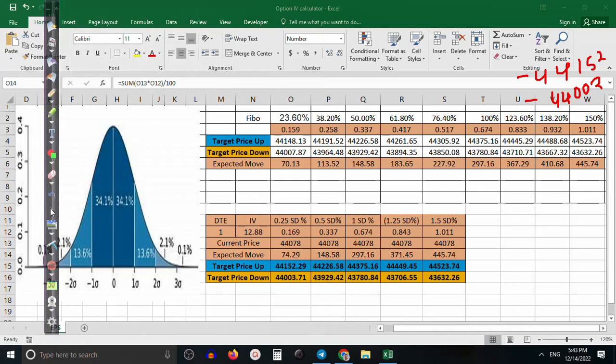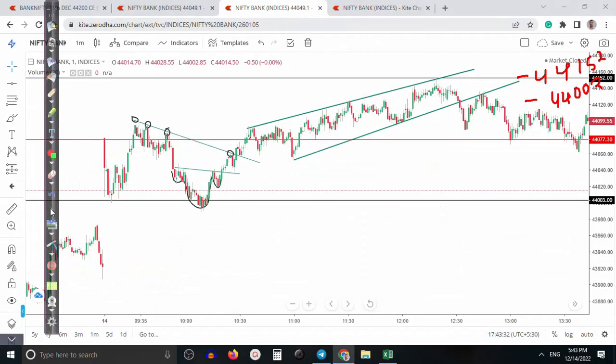Let me show you here. After giving a correction exactly near this level, 44003, what I already told you, according to the 0.25 standard deviation, that is the standard deviation level. Price pulled back, and above that level we have seen a head and shoulder pattern after giving a correction. In that case, once they break this level, we enter exactly.